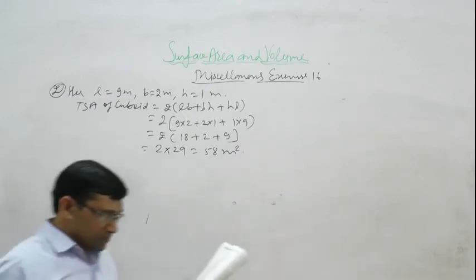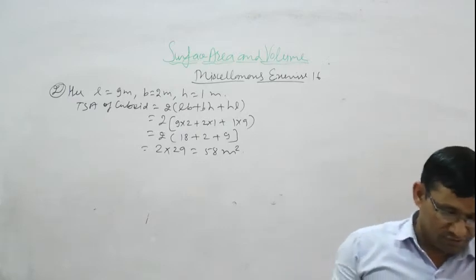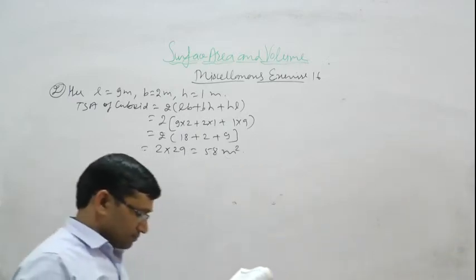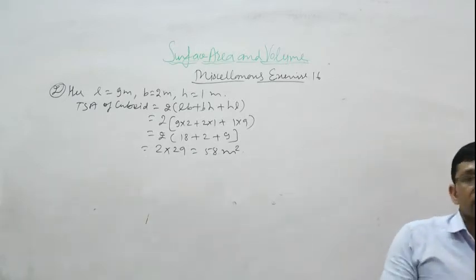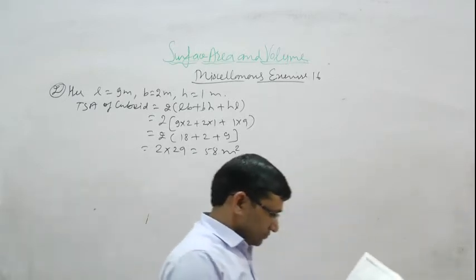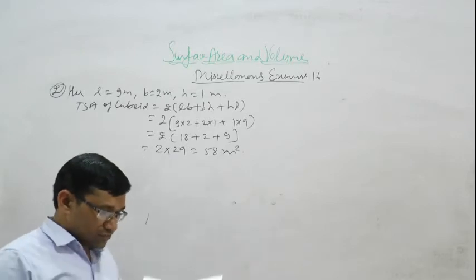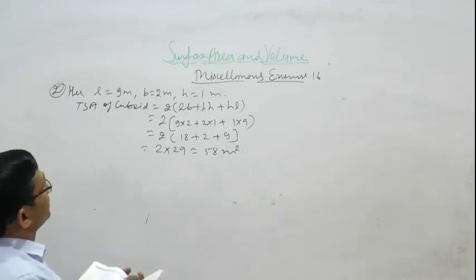In this question, option D is wrong. The value given there, 22 meter square, is wrong. The correct answer is 58 meter square. Then some students asked about question number 6.